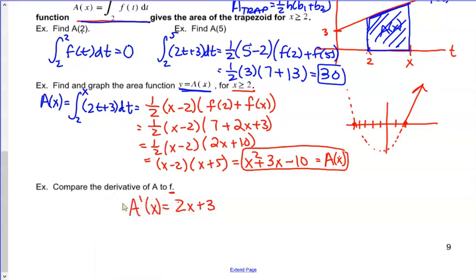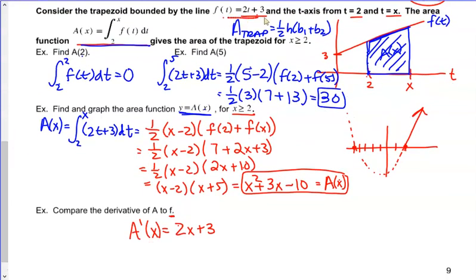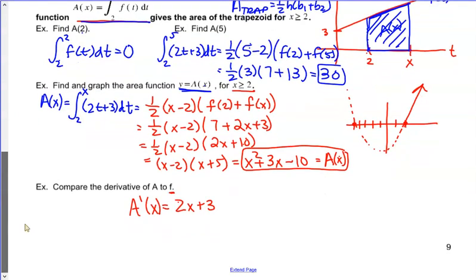So what I have here is the derivative of the function I just found, but what is f? Well, I've covered it up. F was the function 2t plus 3. So f of t is 2t plus 3, and if I talk about the dummy variables, does it really care whether I have x's or t's? This is the same as this, right?